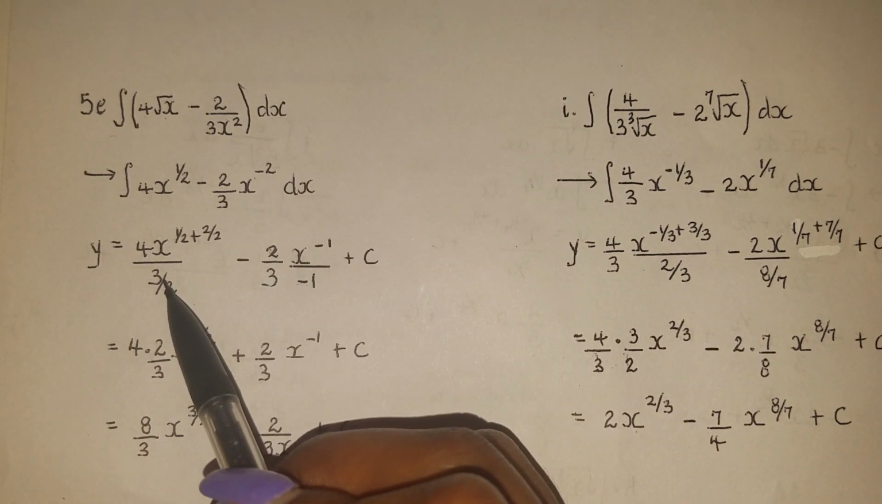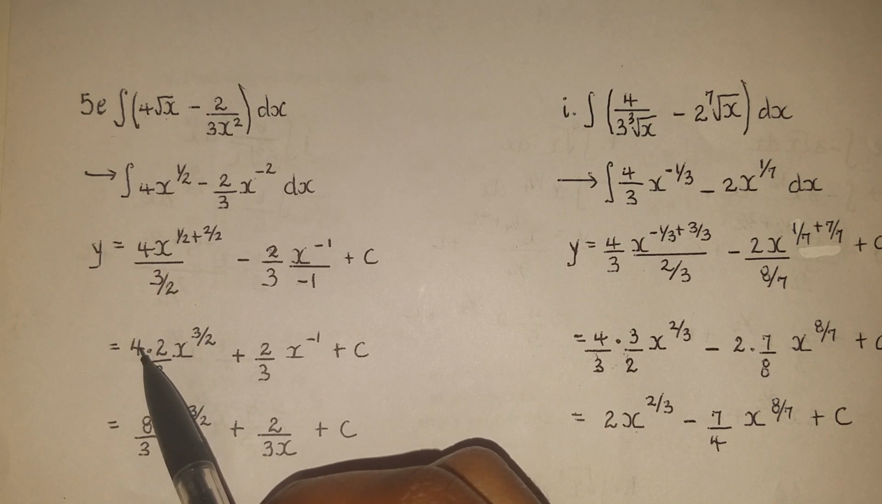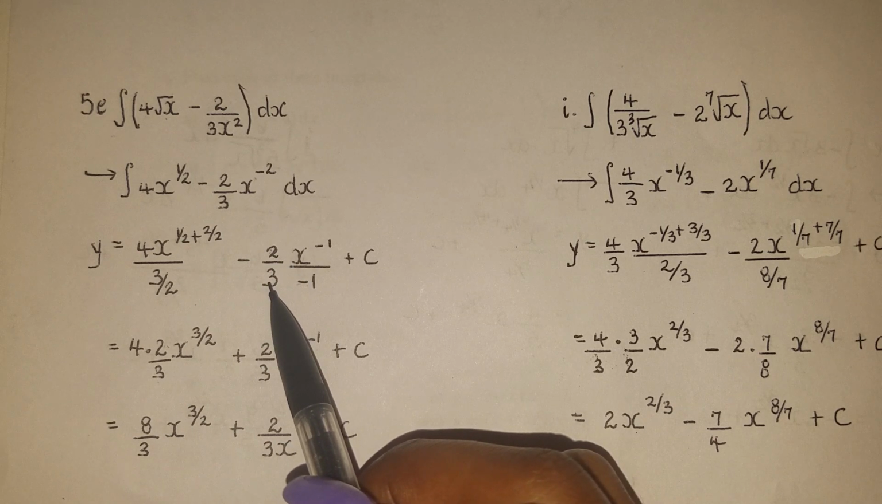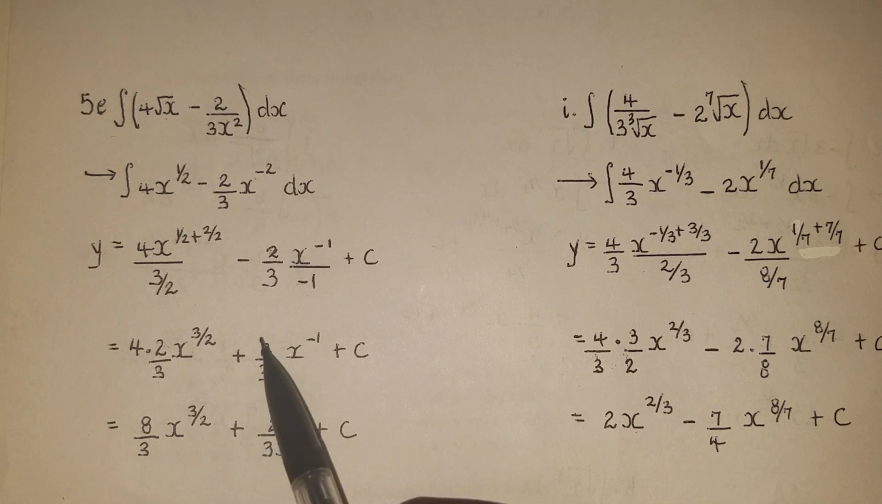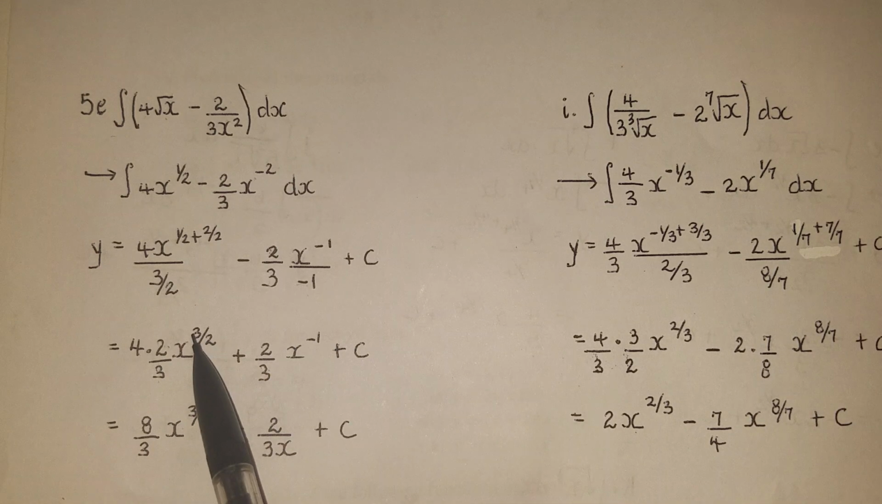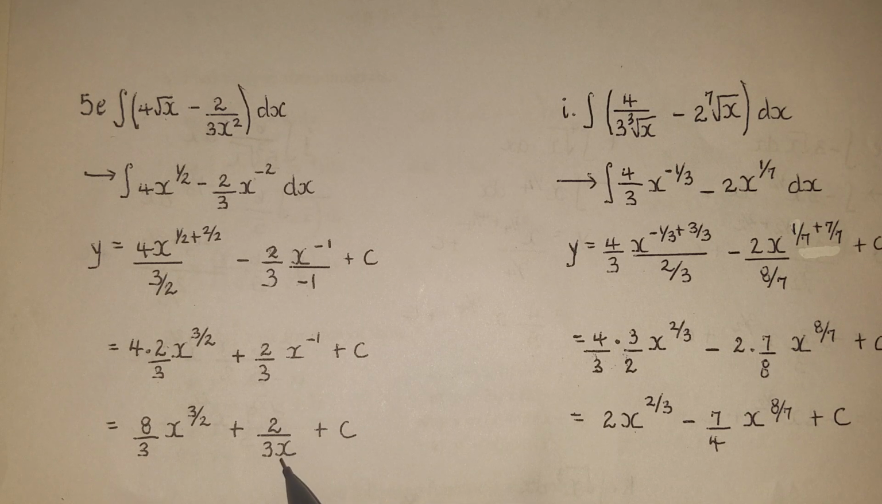So now when we simplify, this 3 over 2 gets brought up as 2 over 3. So when it gets multiplied by the 4, we get 4 times 2, 8 over 3. We have a negative 2 over 3 here divided by a negative 1. So a negative divided by a negative makes this a positive 2 over 3. And that's our answer. 8 over 3 x raised to 3 over 2 plus 2 over 3 x to the negative 1. And it can also be rewritten. It can also be written as 2 over 3x, as this x to the negative 1 can be brought down as x to a positive 1.